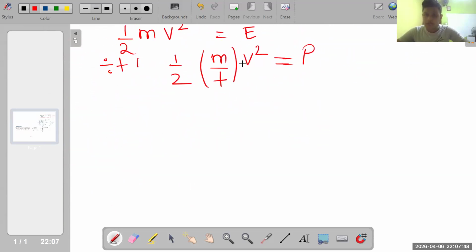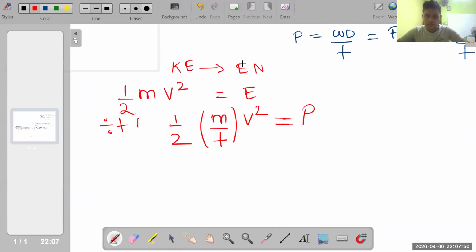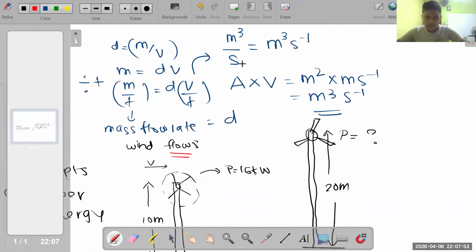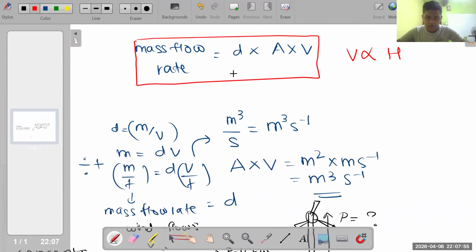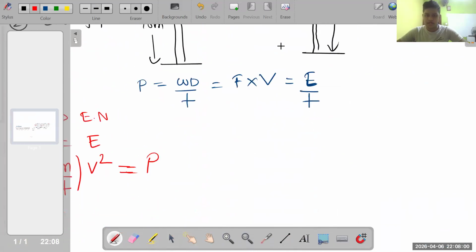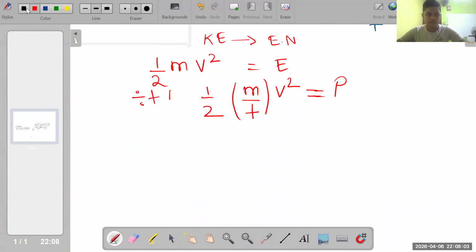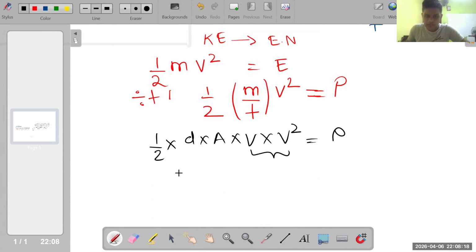So instead of mass flow rate, what else can we use? There's another equation here: mass flow rate equals density into surface area into velocity. Let's use that one here. Half into density into surface area into velocity square into rho. So velocity into velocity square will be velocity cube, v cube.